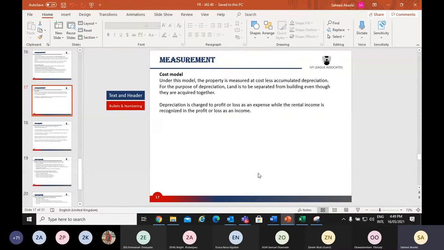Subsequent measurement can be cost, which means I will depreciate, and it can also be fair value, which means I will not depreciate. If I use the cost model subsequently, that means I will depreciate it over the estimated useful life. For the purpose of depreciation, land should be separated from building, even though they are acquired together. And depreciation should be recognized in profit or loss as an expense. The carrying value becomes the cost minus the accumulated depreciation.